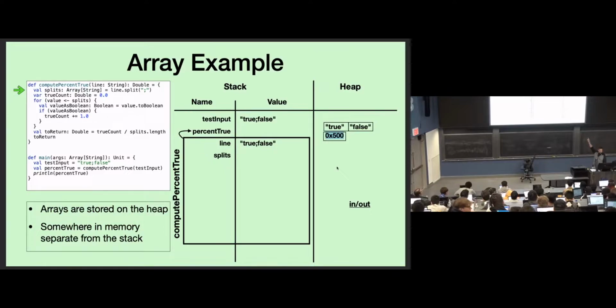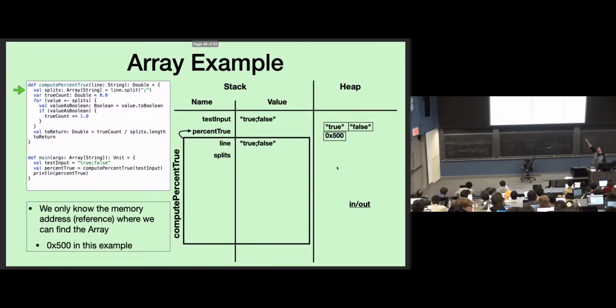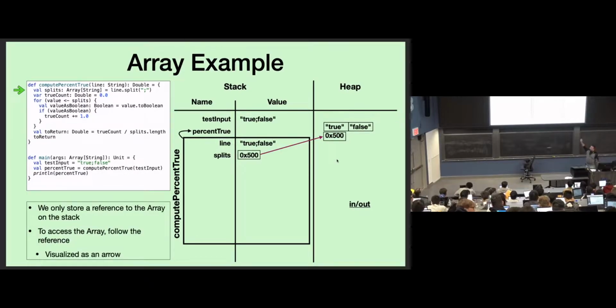What matters about that memory address is what's going to be stored in the splits variable. Oh man, I'm off by a slide. What's going to be stored in that splits variable is that memory address. That variable doesn't actually store an array. It stores a reference of where we can find an array in memory. In my example, I happen to choose 500. The 0x means that it's a hexadecimal value. So the hexadecimal value 500, not a decimal 500.